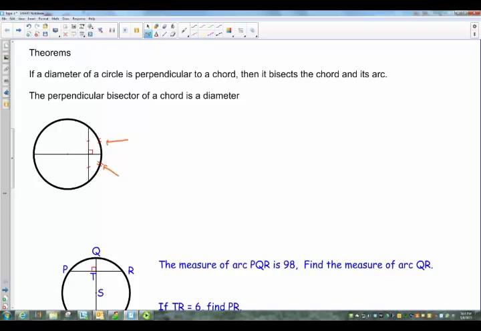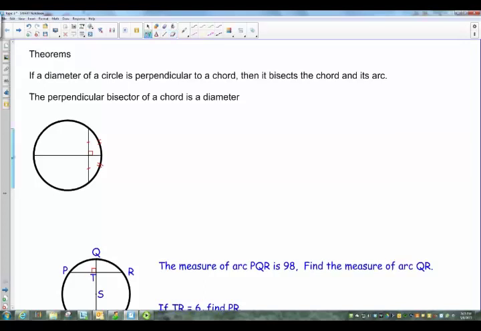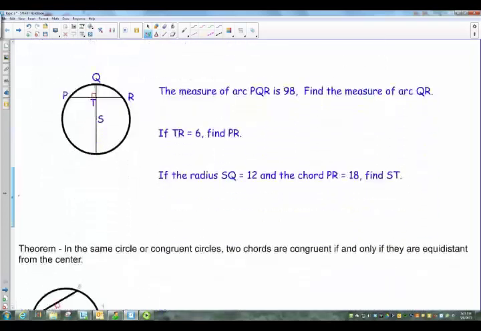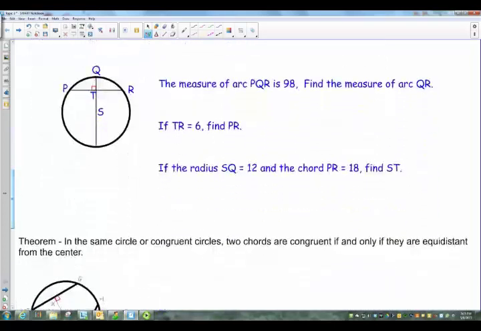Now the other theorem here says the perpendicular bisector of a chord is the diameter. So what it's saying is if these two things are congruent here and here, and here, okay, then that thing is a right angle, and the line that makes that happen has to be the diameter. Okay, so that's kind of what this is talking about. It's just more or less going the other way.